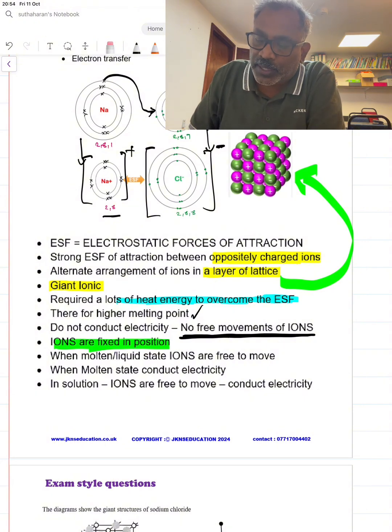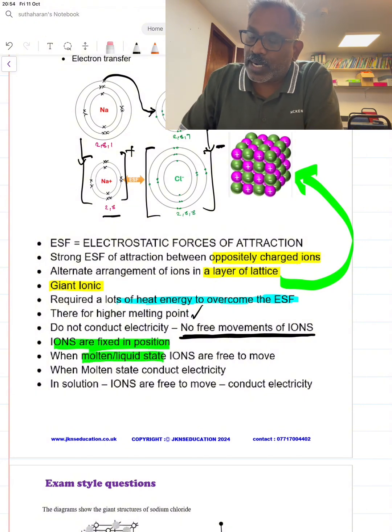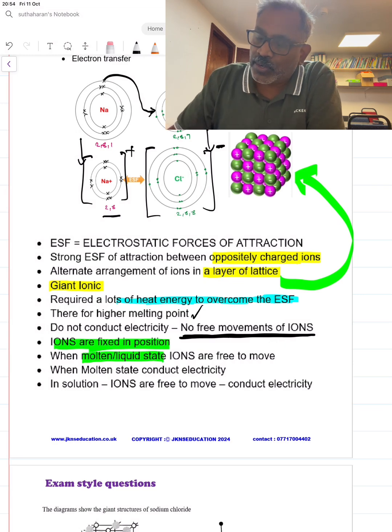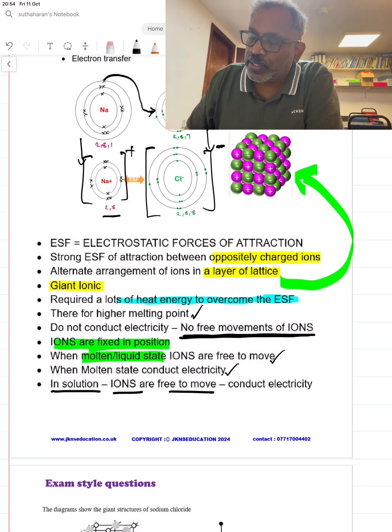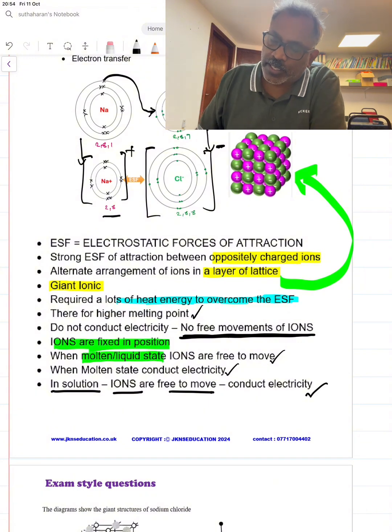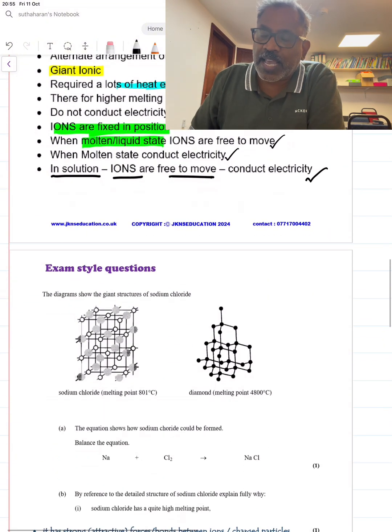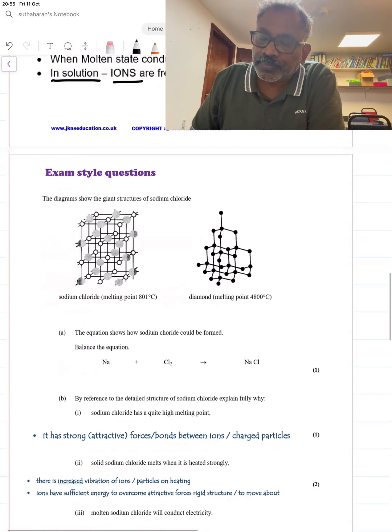But when molten, that means in liquid state, ions are free to move, therefore it conducts electricity. In solution, also, ions are free to move, therefore it conducts electricity. So let's try an exam style question now.